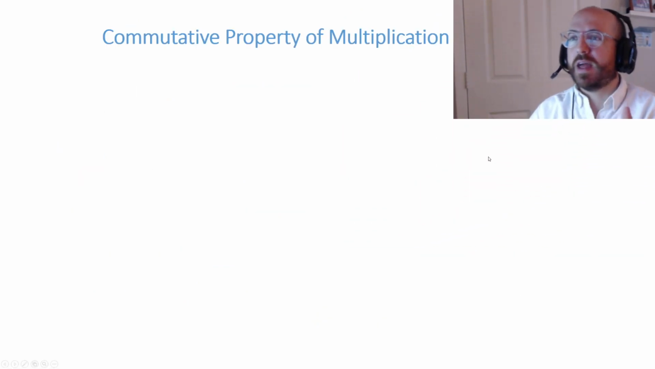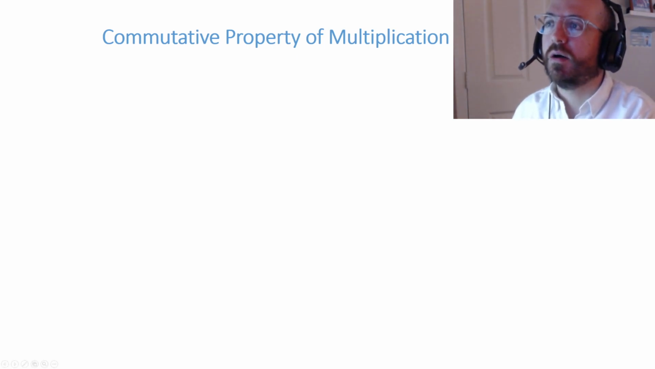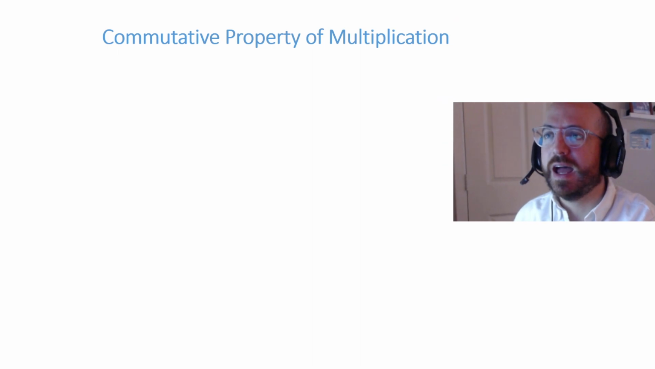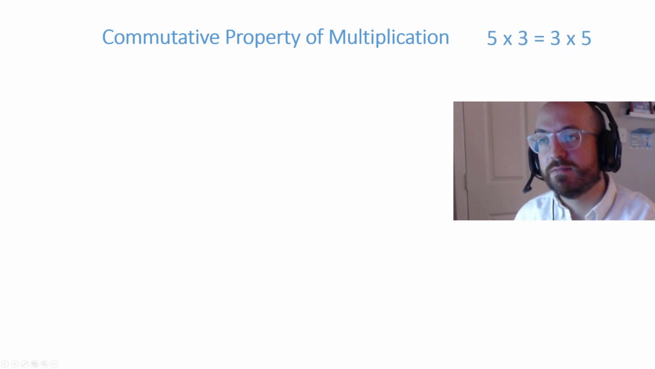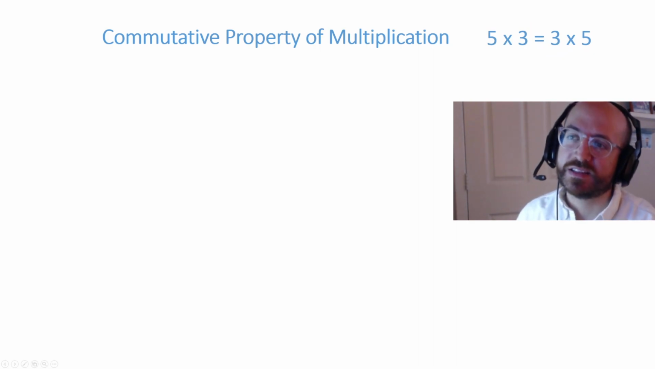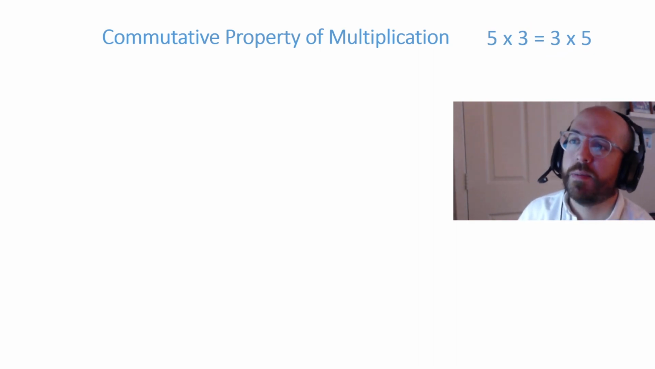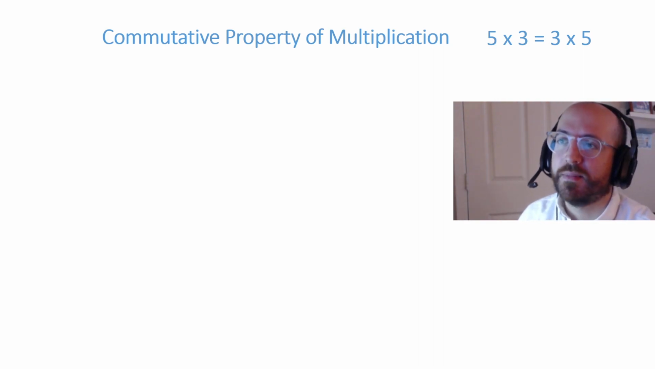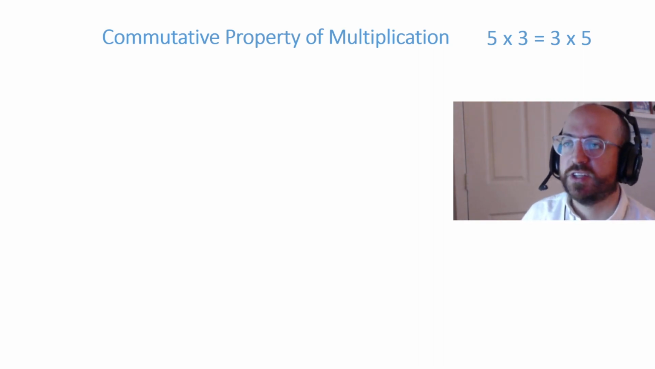Okay. Now, let's talk about that property of multiplication. The commutative property means that 5 times 3, you can flip it and get the same result. There's also a commutative property of addition that we can flip the numbers. The order doesn't matter for multiplication or addition.